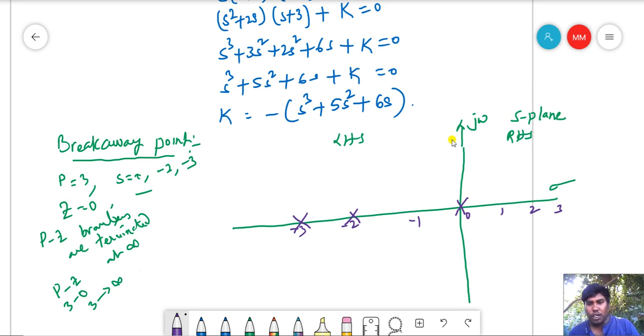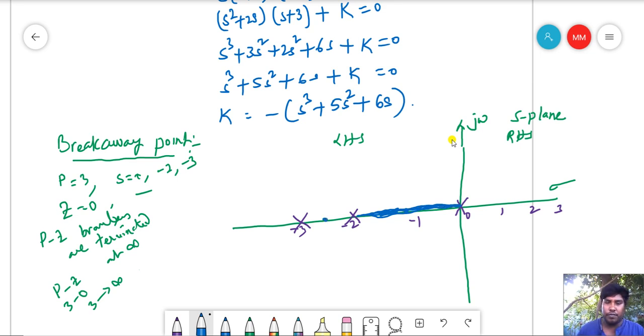Now how to locate root loci within the S-plane. Suppose I keep one point here on the real axis. To the right side of this point there must be an odd number of poles or zeros. If I keep this point here, how many poles are there to the right? Only one pole. So whatever point I keep here on the real axis lies on the root locus. This is the only single thick line I am drawing here. So this is the root locus.